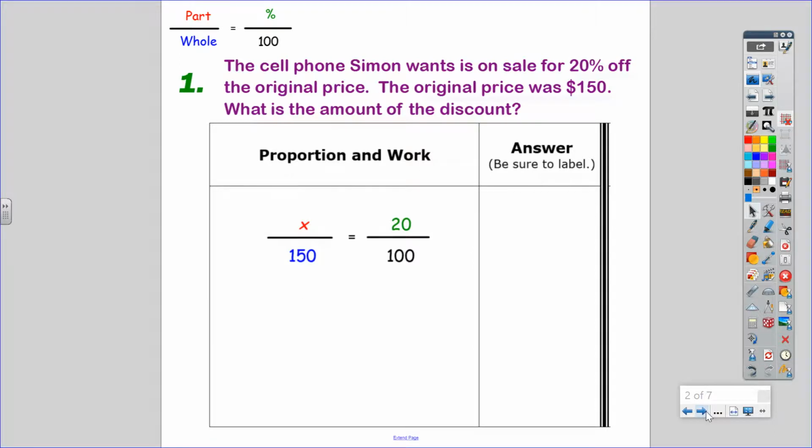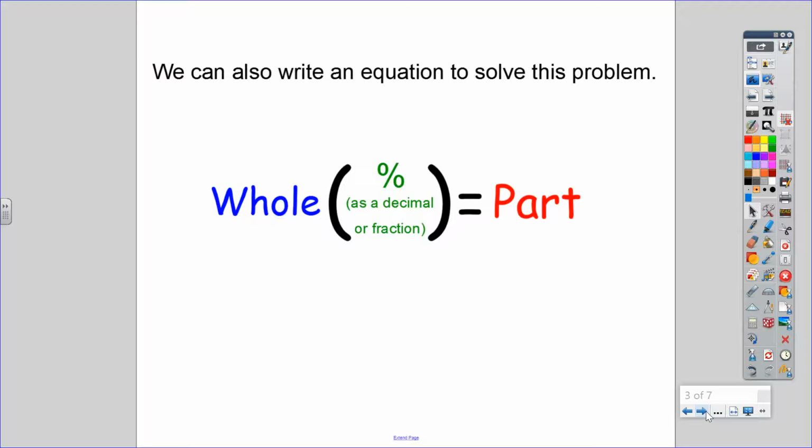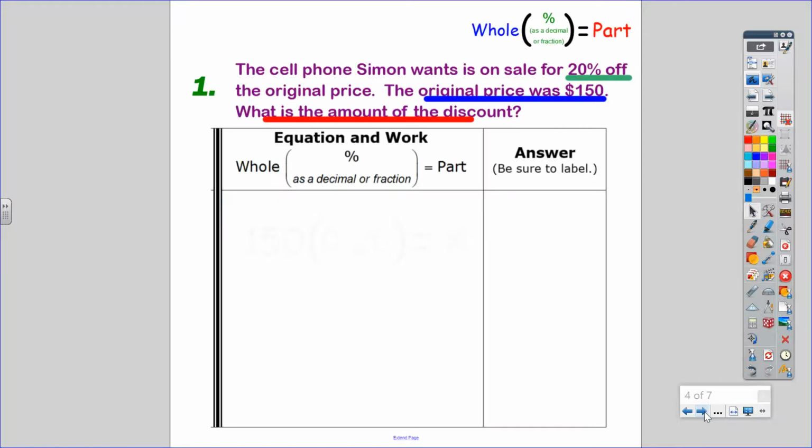Right. Okay. Now, the equation part of this looks like this. You take the whole amount times the percent in a decimal or a fraction form, and it's going to equal the part. So with this situation they gave us, the original price was 150. So write that in blue. 150 is your whole amount times the percent off, which was 20%. Now, if you don't want to write 0.20, if you just write a 0.2, that would be fine as well. And it's going to equal the part.